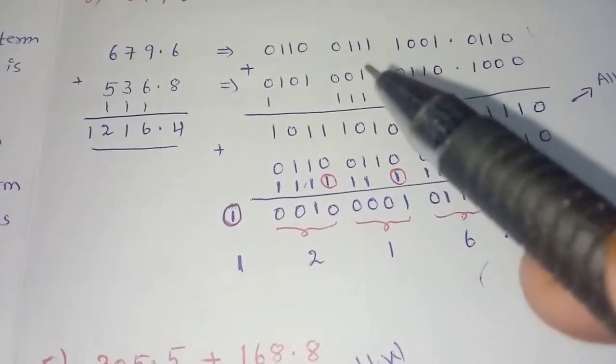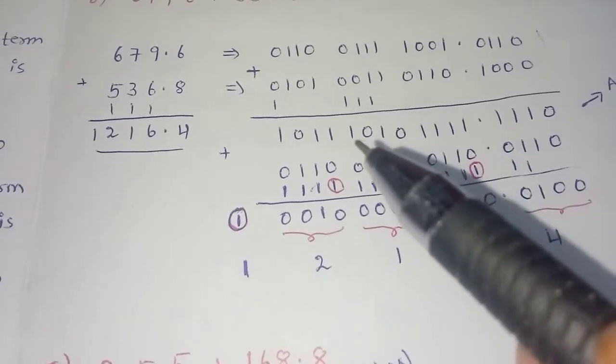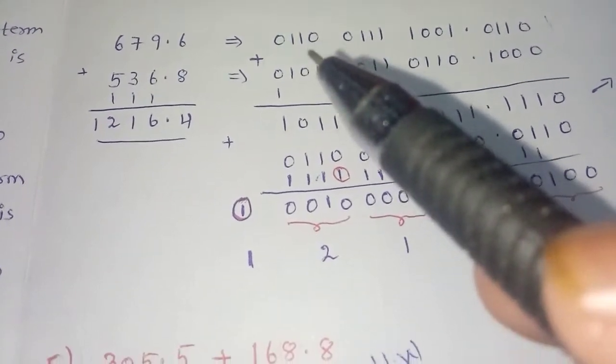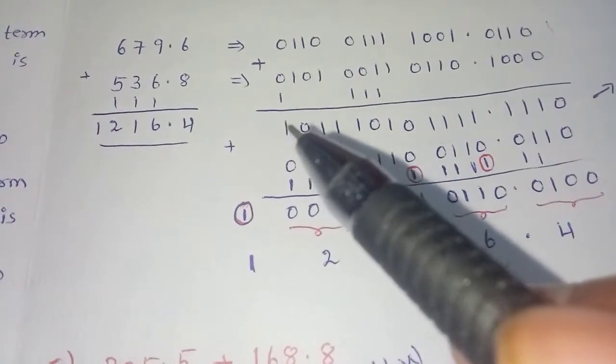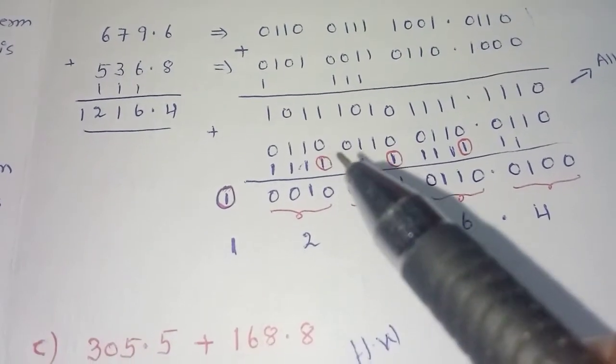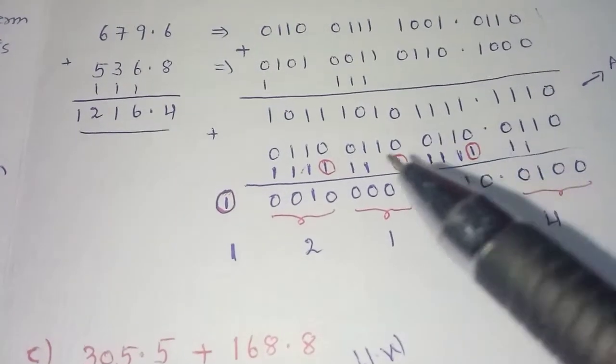Then sum 0 carry 1, sum 1 carry 1, sum 0 carry 1 1. Once again there is no carry, but the sum term is an illegal code. Then 1 1 sum 0 carry 1. Once again there is no carry, but it is also an illegal code. That's why I have added 6 to each and every sum term.